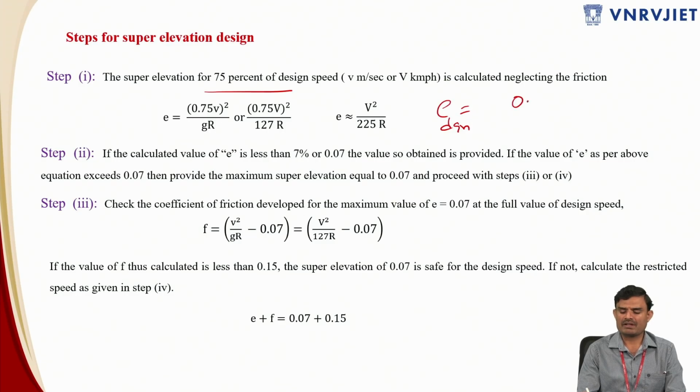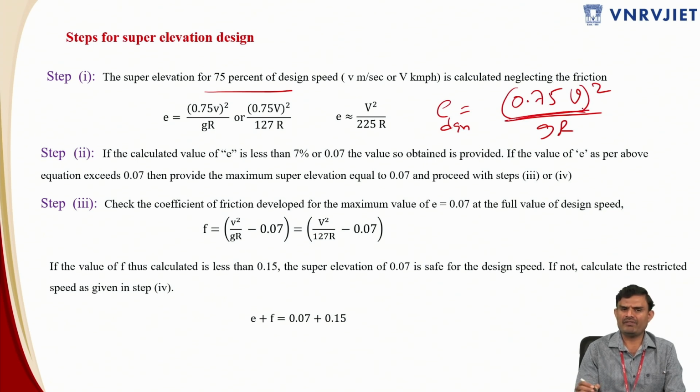When we are taking 75% speed, generally people get carried away by writing 0.75 V, and only the square will be put on V. But that is not the case. We have to provide, instead of speed, 0.75 V. So therefore this v square will become 0.75 V whole square divided by GR. I repeat again: instead of small v, we have to take 0.75 V, and that numerator whole square.